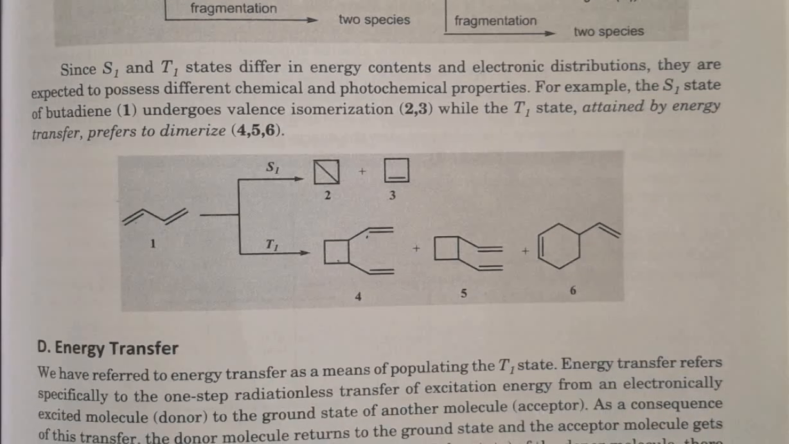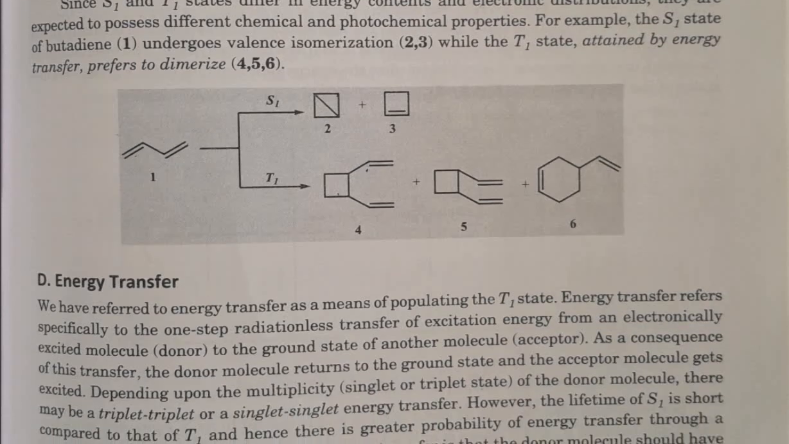Here, this is a diene system. It undergoes S1, it gives two products, 2 and 3. And if we go through the T1 state, dimerization occurs. And you can see the 4, 5, 6 dimeric structure of diene.